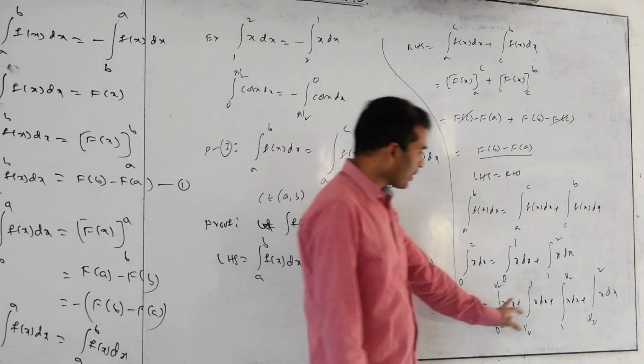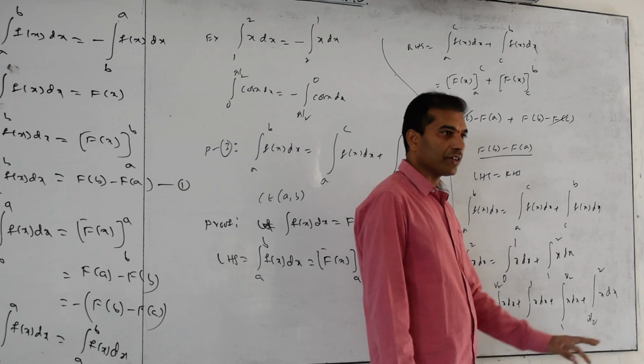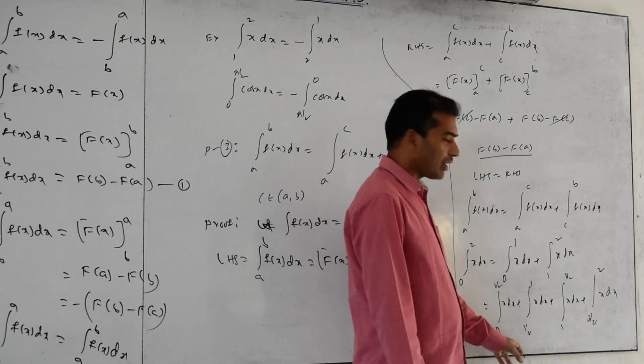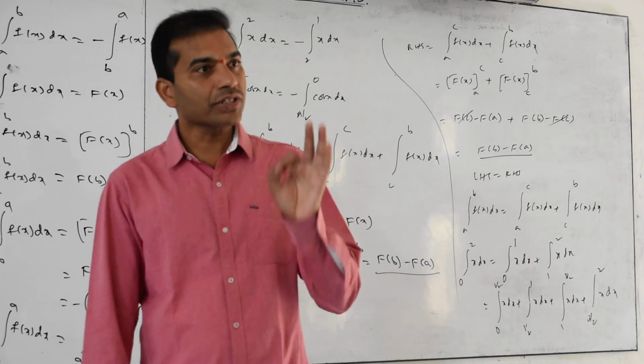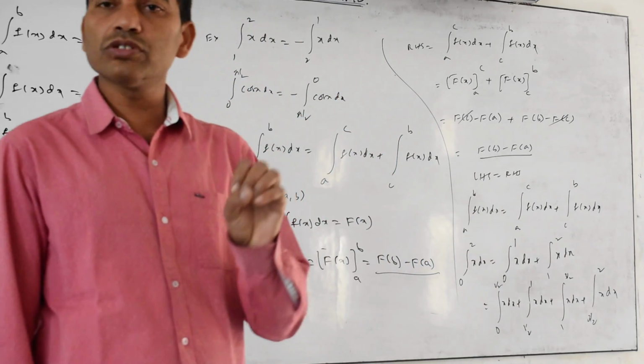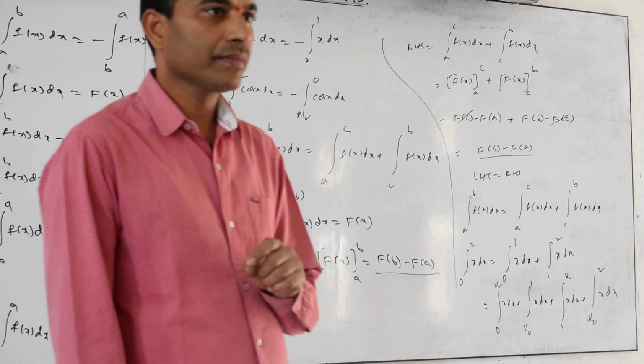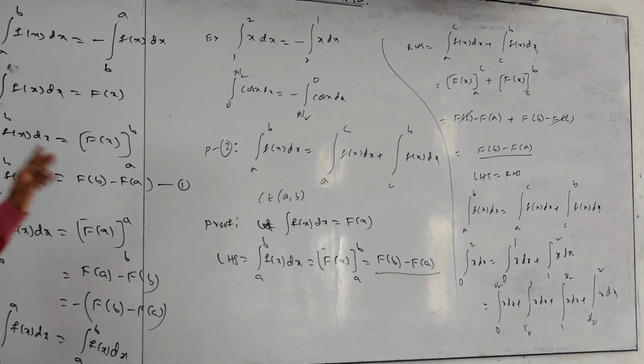Understood? I made 4 partitions. You can make 2 partitions also: 0 to 1 by 2 and 1 by 2 also. That is your wish. Okay, but in that interval, the function should be defined. This is the third property.